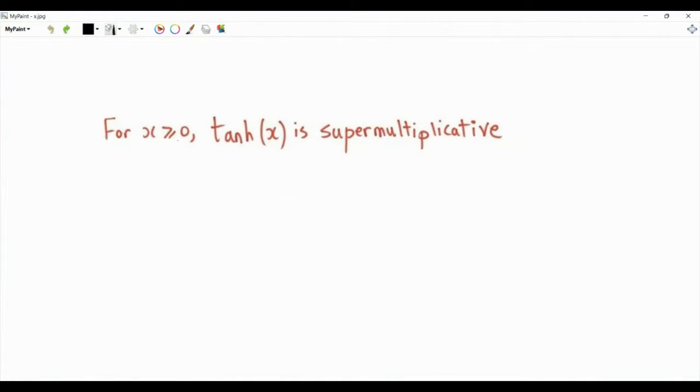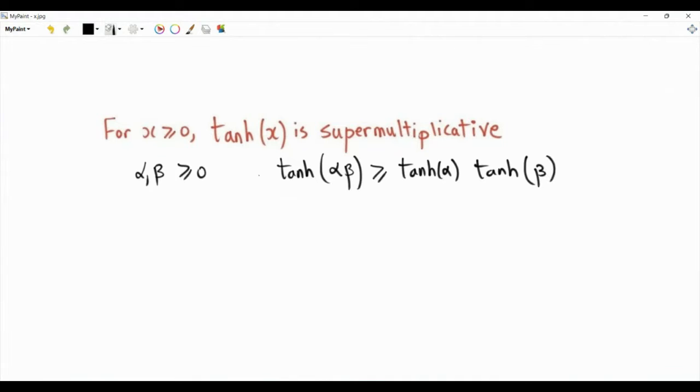For x greater than or equal to 0, the tanh function, tanh of x, is super-multiplicative. And so this means that if we have alpha and beta that are non-negative, then tanh of alpha times beta is greater than or equal to tanh of alpha times tanh of beta. So for every non-negative alpha and beta, tanh of the product is greater than or equal to tanh of alpha times tanh of beta.